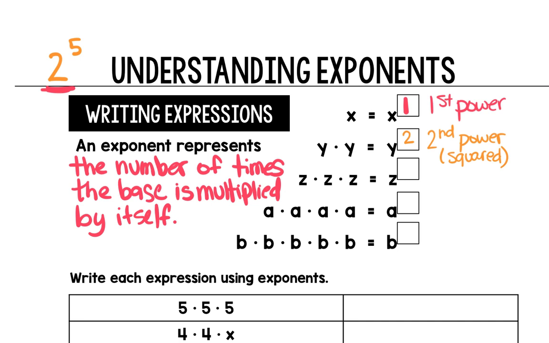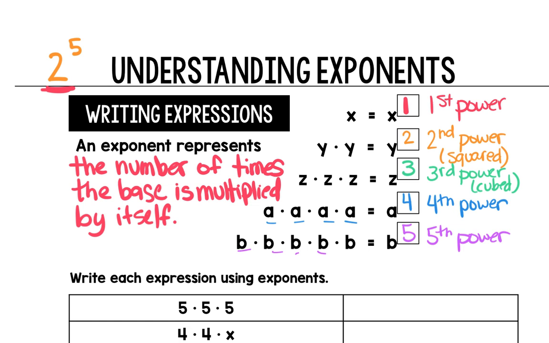Z times z times z, so we're multiplying it by itself 3 times. This is the third power. And sometimes you might hear it called cubed. A, there's 4 a's being multiplied together, so this is a to the 4th power. And surprise, surprise, b, there's 5, this is to the 5th power.